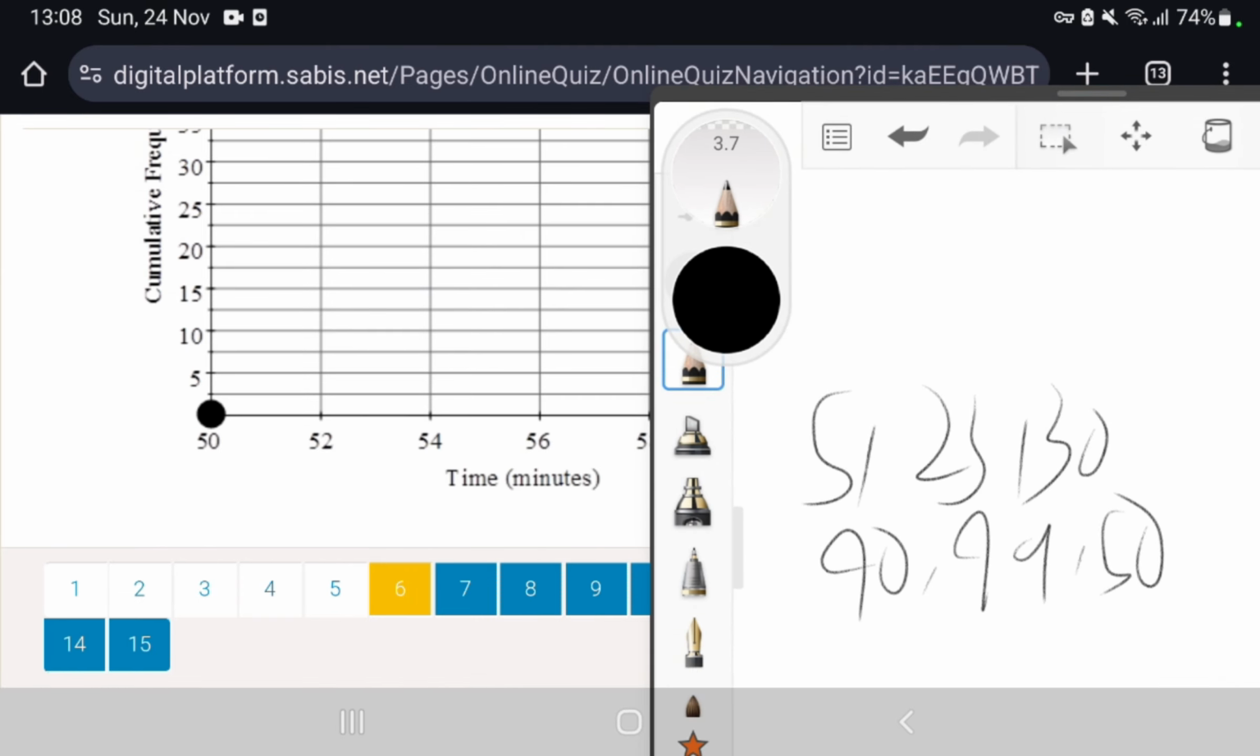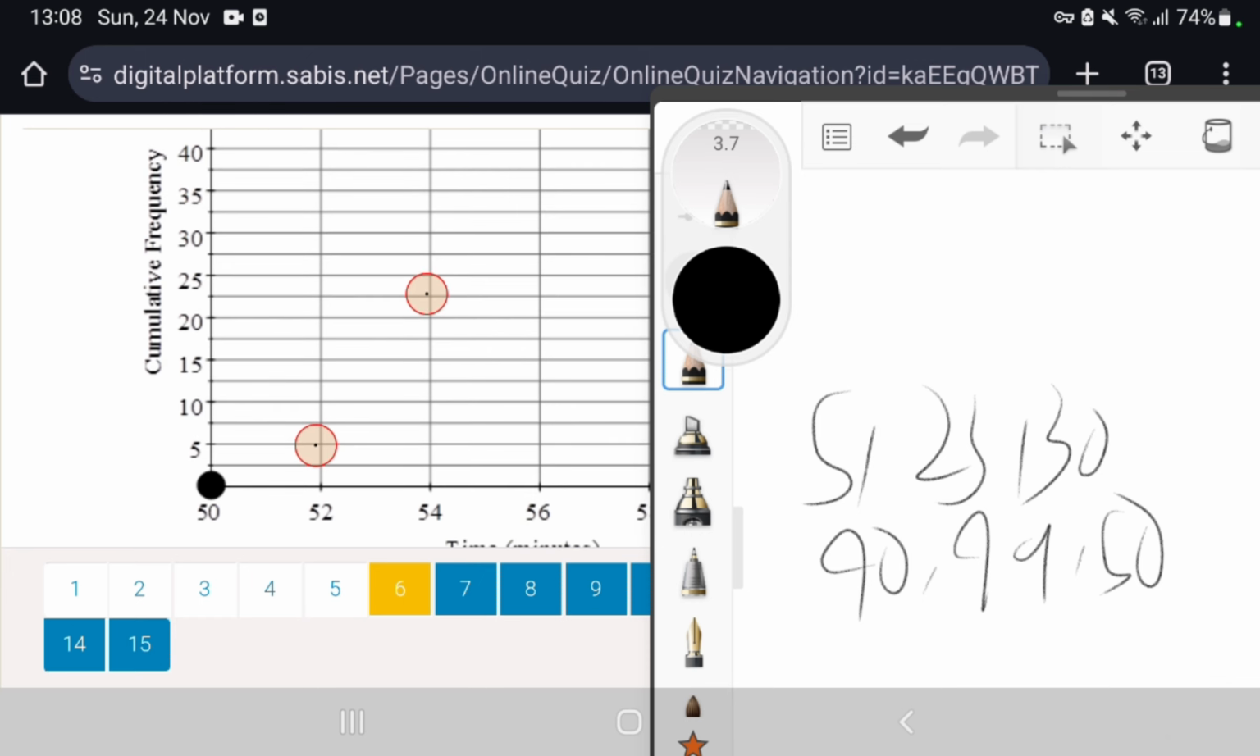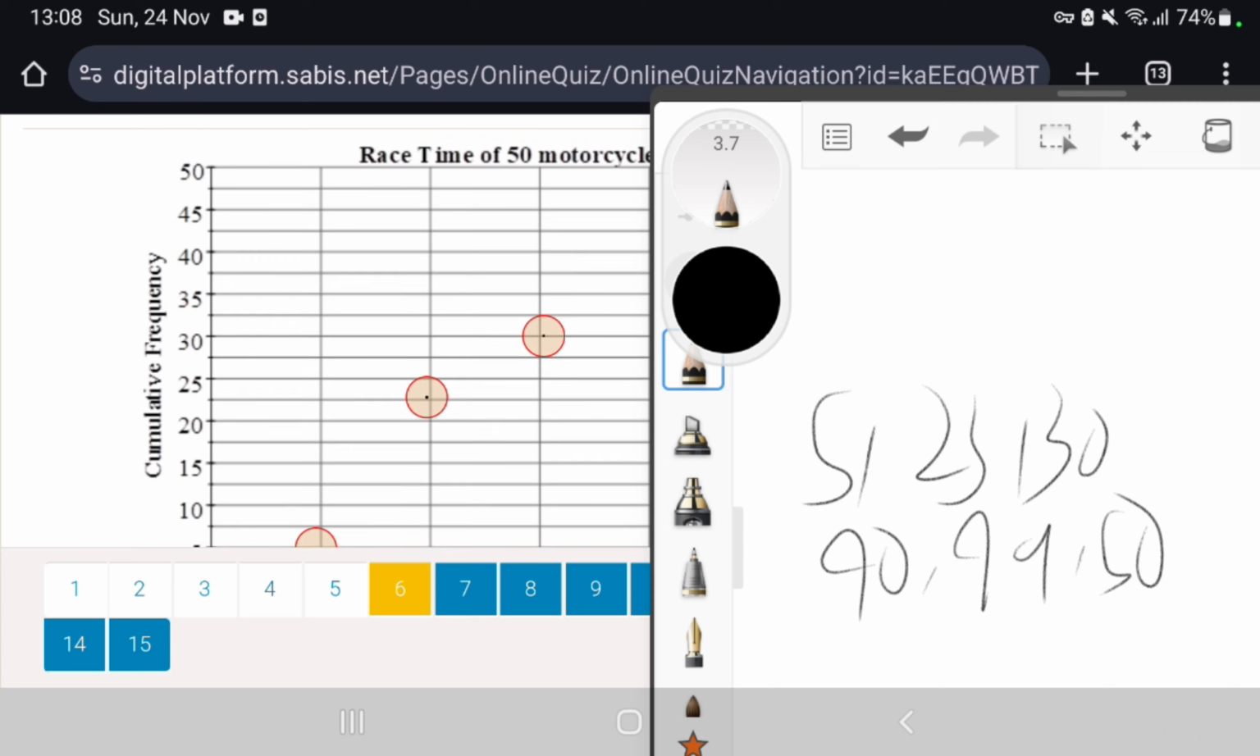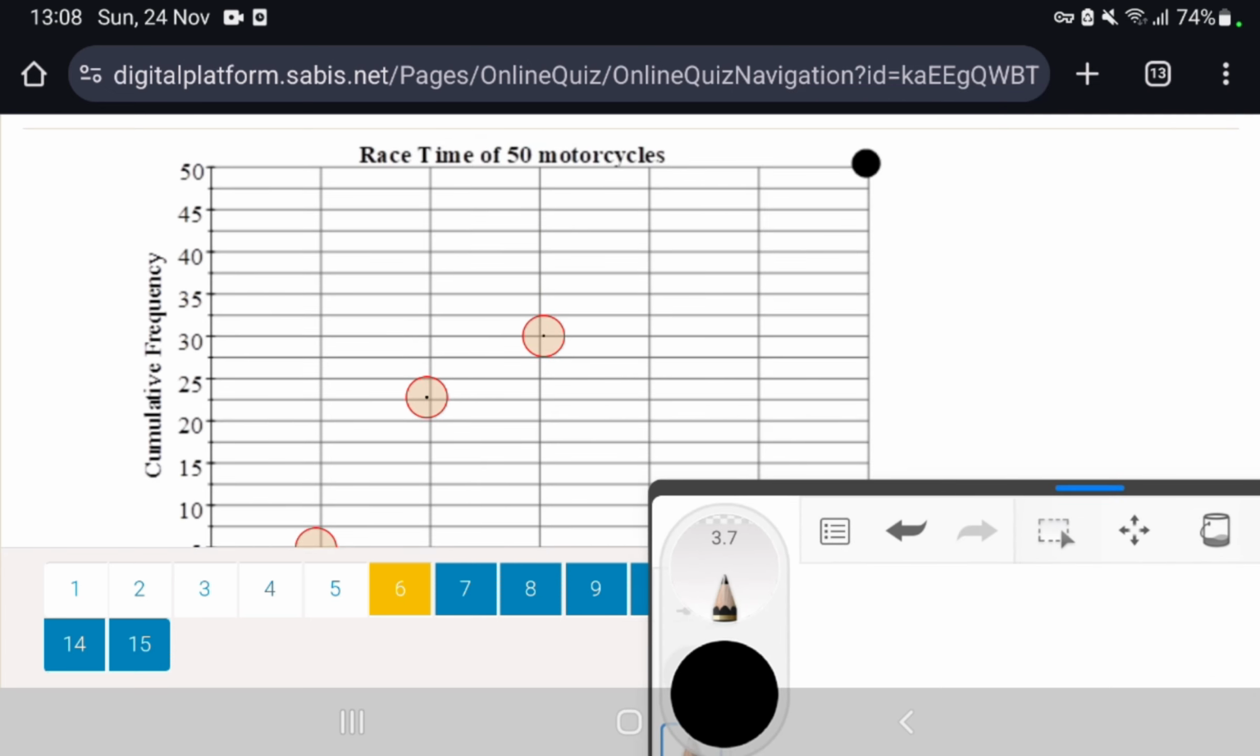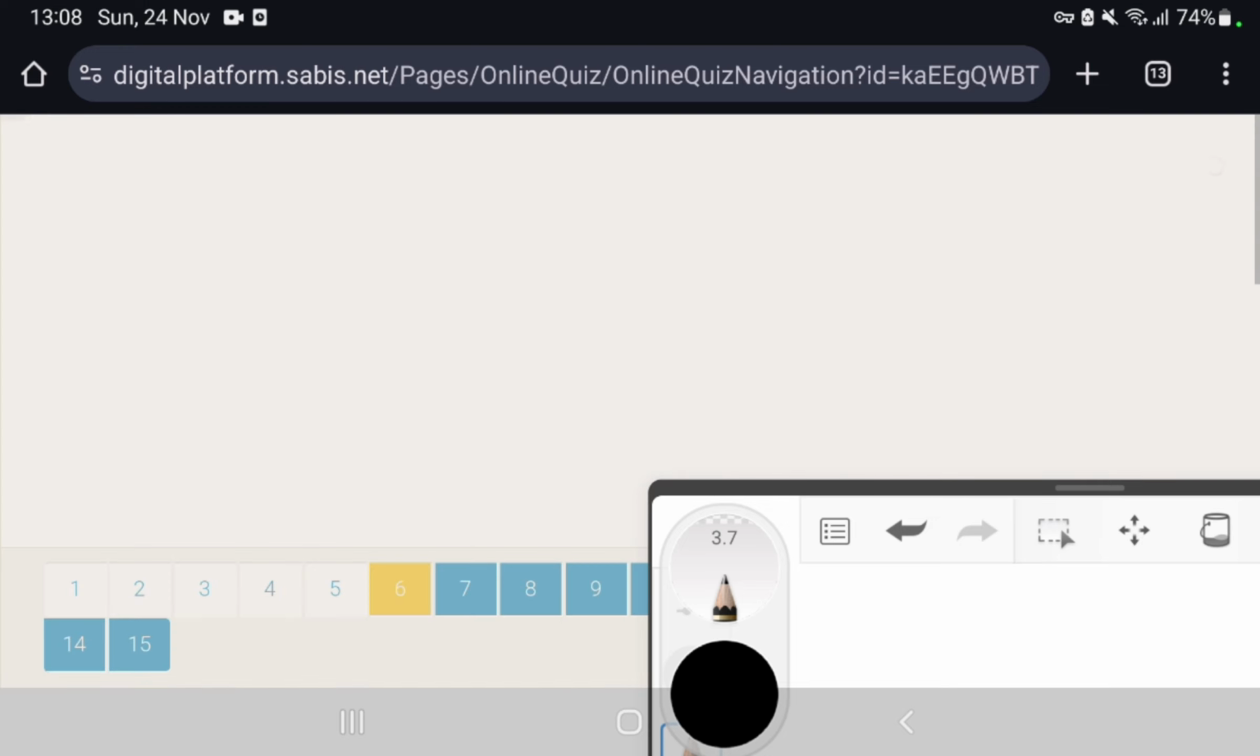So first we have 5, then 23, which is around here, then 30, then 40 for the next one, then 49, and they already plotted 50 for us. Number 7.